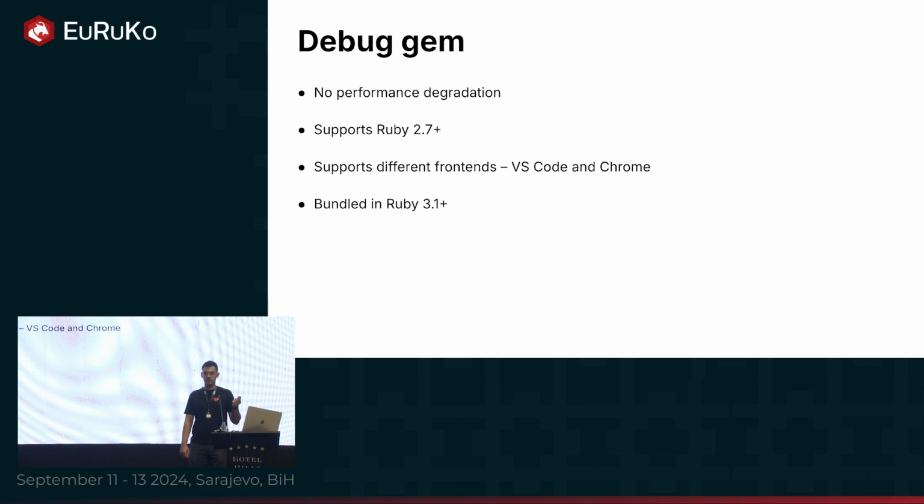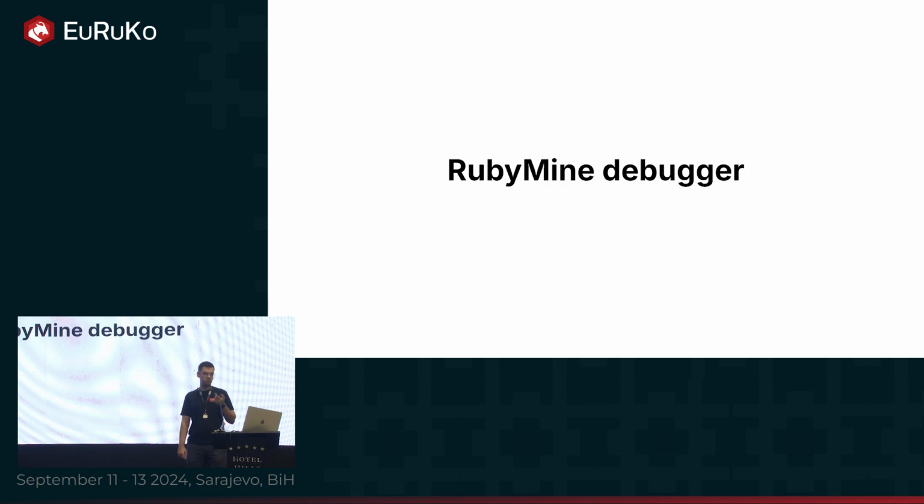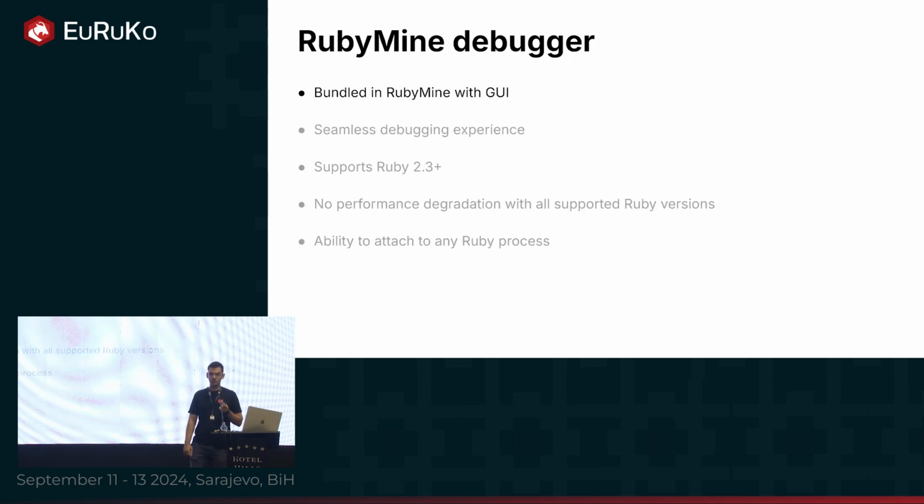That's it about DebugGem, and let me show you RubyMine Debugger. RubyMine Debugger is bundled in RubyMine IDE with graphical user interface by default. It provides seamless debugging experience. With this debugger, you don't need to modify your source code. You don't need to deal with some terminal commands. You don't need to configure something. It works out of the box.